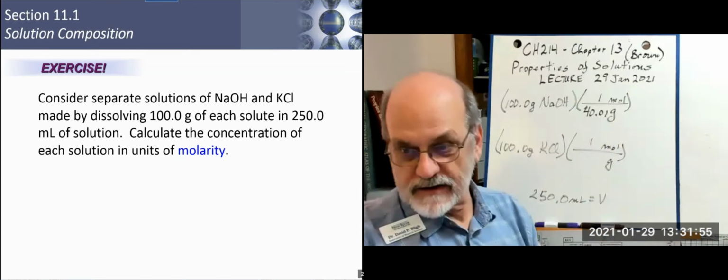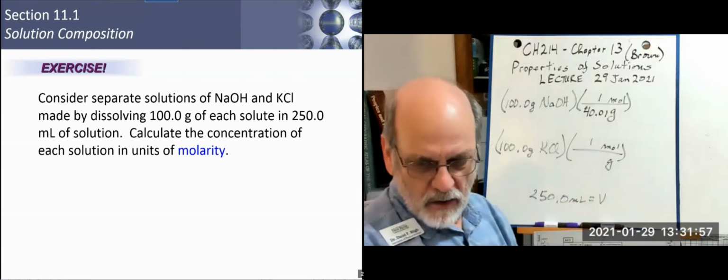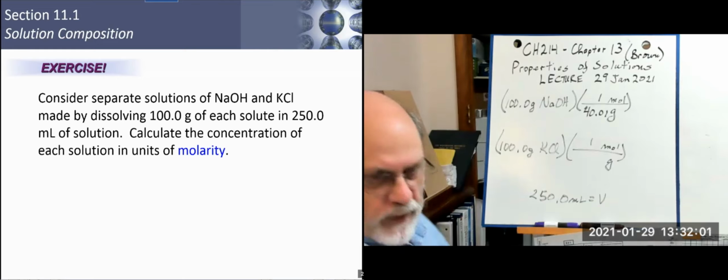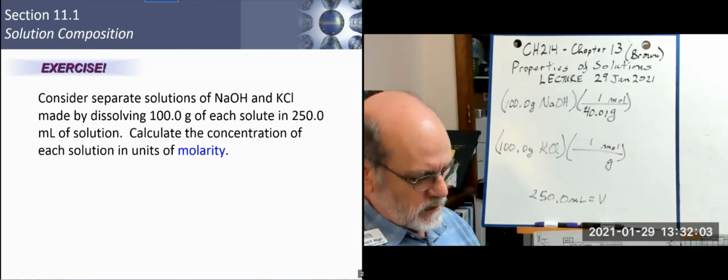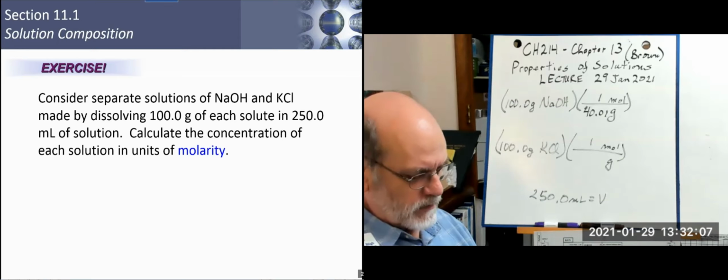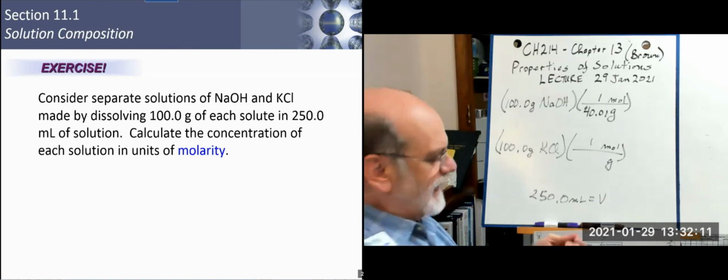Okay, how about KCl? That's going to be different, isn't it? What's potassium? Let's look at my chart. 39.10. And chlorine is 35.45. So that's 74.55.